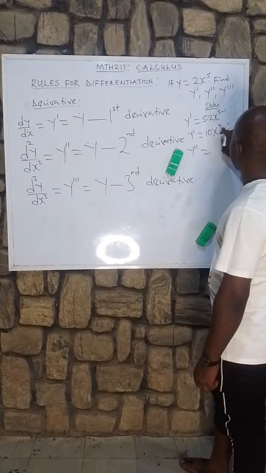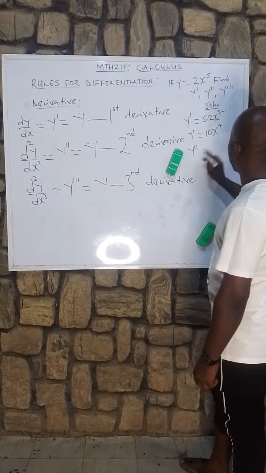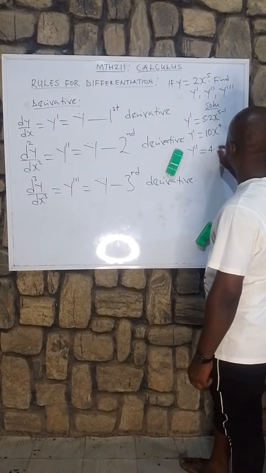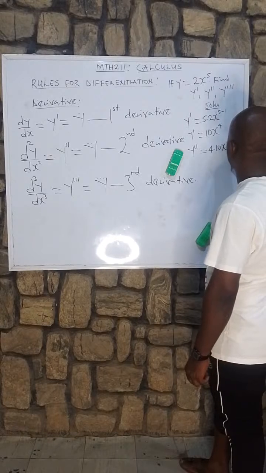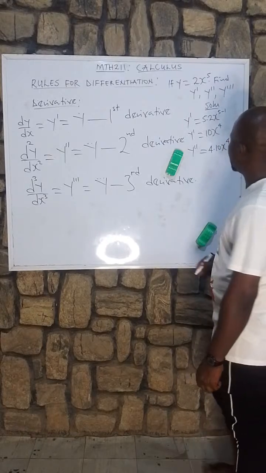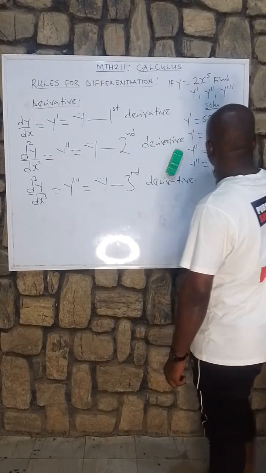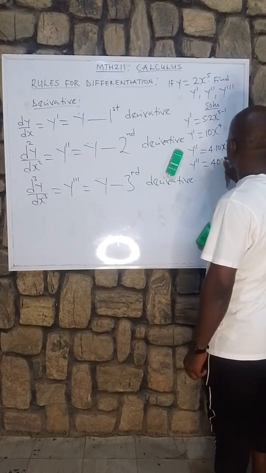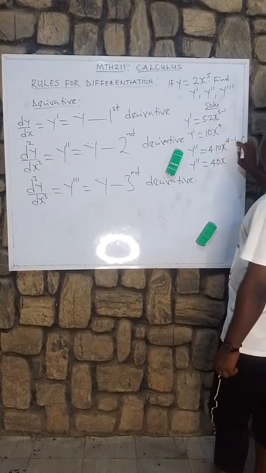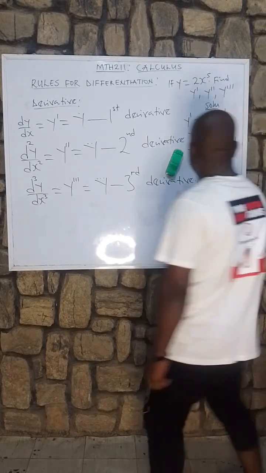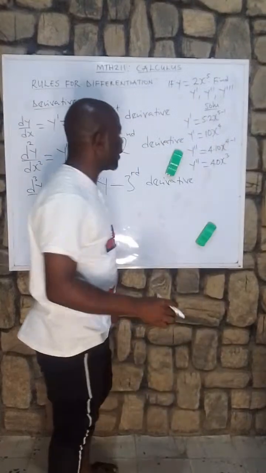This is your n, this is your a. Use it to multiply, that is 4 times 10x raised to the power of 4 minus 1. True or false? So your y prime prime will give you 40x raised to the power of 4 minus 1, that is 3. Then they said we should consider up to y prime prime prime.